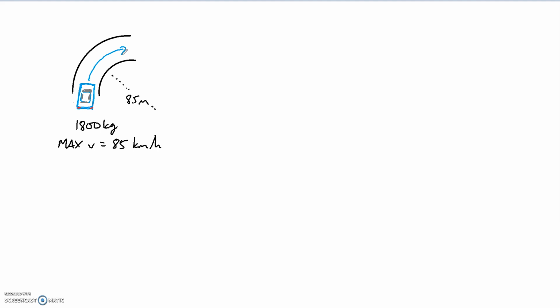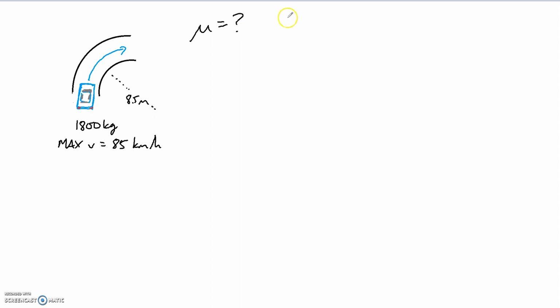the maximum speed that the car can go is 85 kilometers an hour before it might start skidding or slide off the road. And we'll assume it's a nice level road, it's not angled or anything like that. And what we're going to do is find out what is the coefficient of friction between the tires and the road, which allows the car to go in a circular path.